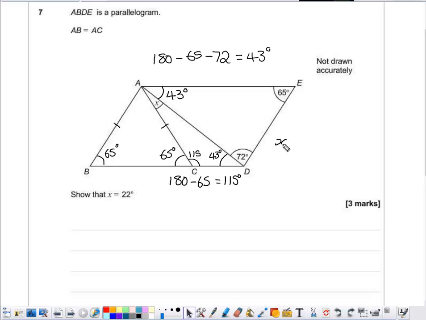To calculate x, we need to do 180 degrees for the entire triangle, subtract 115 for this angle at point C, ACD, and then subtract 43 degrees as well for this angle here. 180 take away 115 is 65. 65 subtract 43 is 22 degrees. We've just proven that x is 22 degrees for 3 marks.